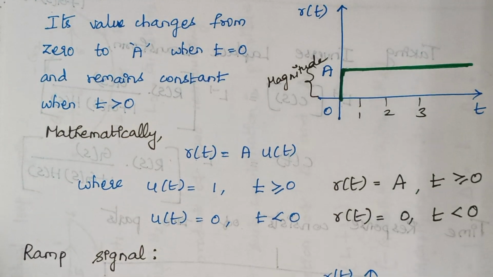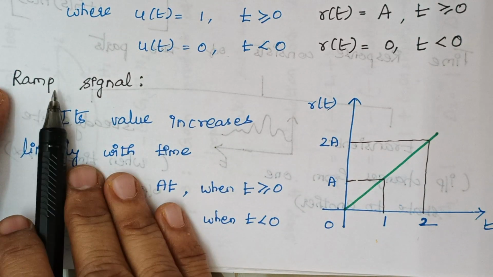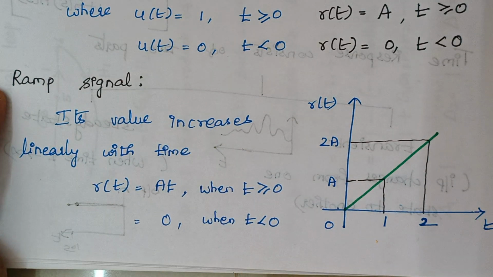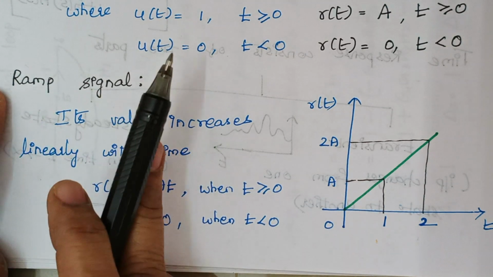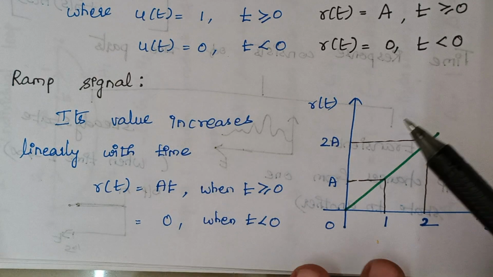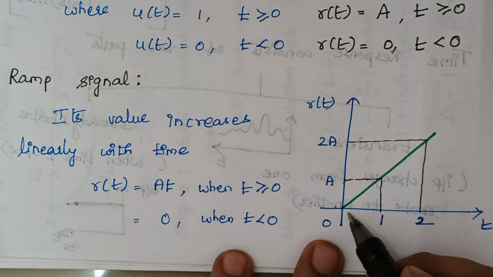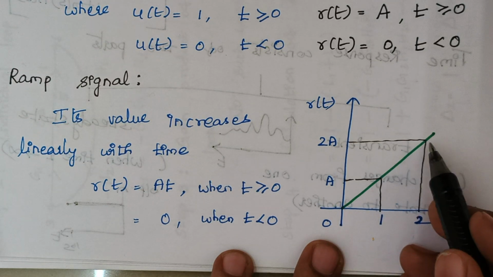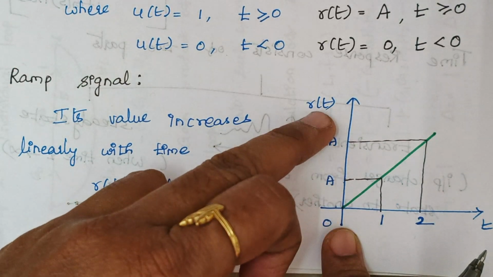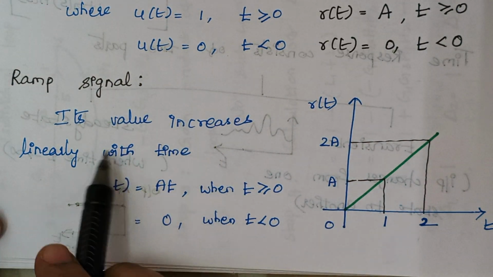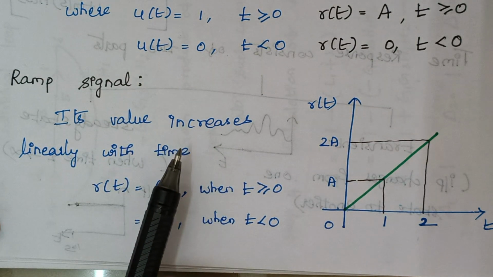The next one is the ramp signal. I hope you have heard this term, ramp. A ramp is nothing but a slope. Even in hospitals we have ramps for climbing up to the first floor or second floor. When you observe the graph, the slope increases linearly. When the value of t increases, the magnitude also increases. So a ramp signal is a signal whose value increases linearly with respect to time.